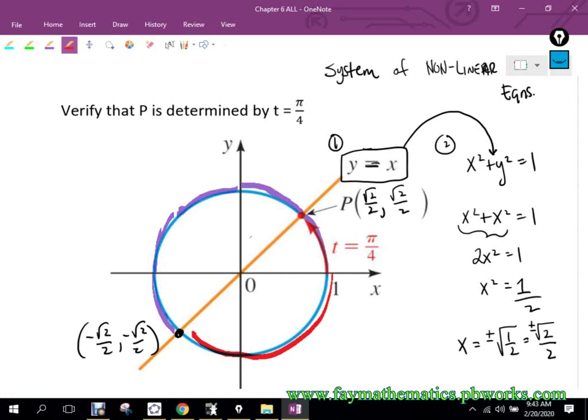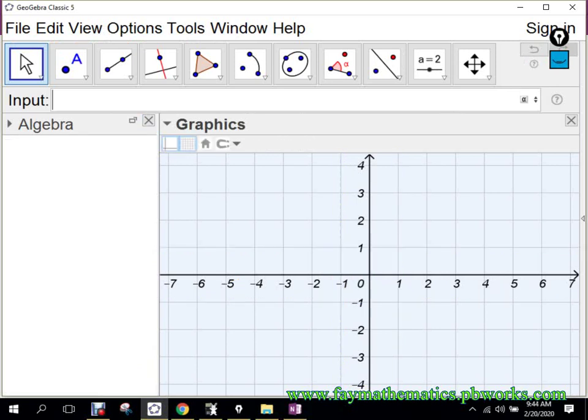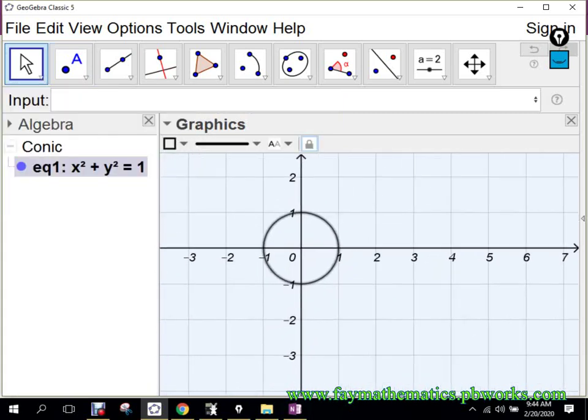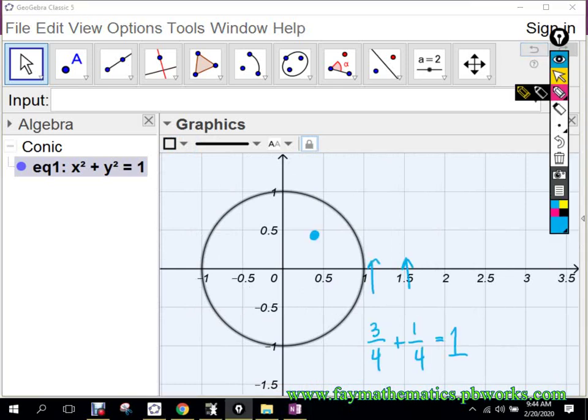Okay? Now, that's one approach. A second approach is, we'll just do it in this real quick. Let's put an angle of pi over 4 in here. So we're trying to figure out what that point right there is.